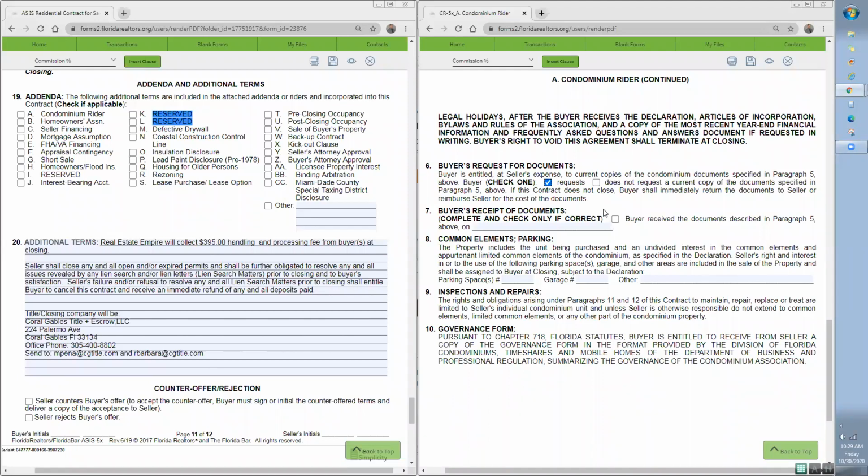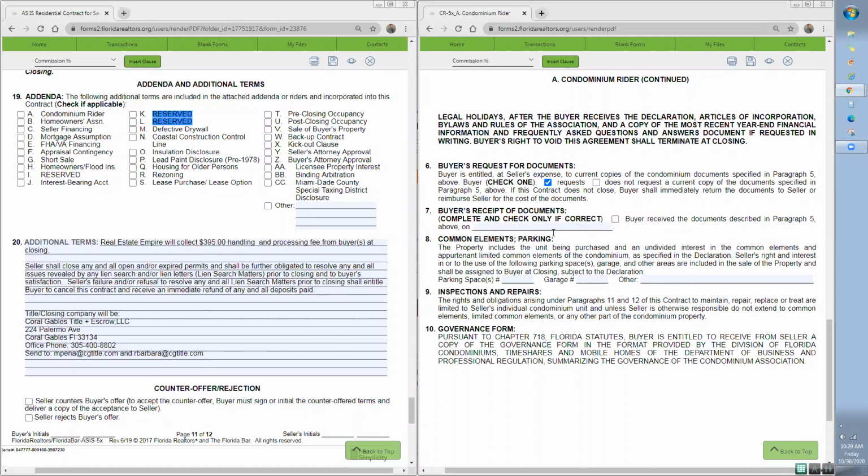But if the seller does have to go to the association and pay for those documents, it says here, if we decide we want to cancel at that point because of the association, the buyer immediately returns documents to the seller, and or they have to reimburse the seller for the cost of the documents. So if we decide to keep the documents, they have to reimburse the seller. If they don't want to go through with the purchase, they need to return all the documents to the seller, and then they don't have to pay anything. But these are fees that the seller needs to pay.